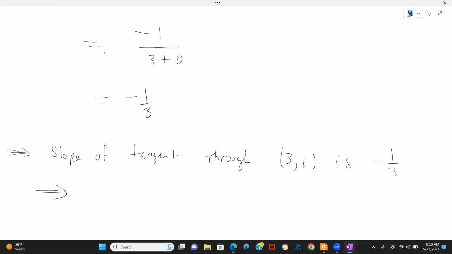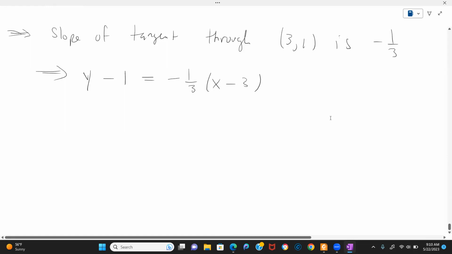And so now I have a point and I have a slope, so I can get the tangent line. So it'd be y minus 1 is equal to negative 1/3 times x minus 3. And I guess you can simplify it in any kind of way you want. I don't know. Let's see. It doesn't say to put the line in any specific form. I guess I'll just put it in the form that they put it.